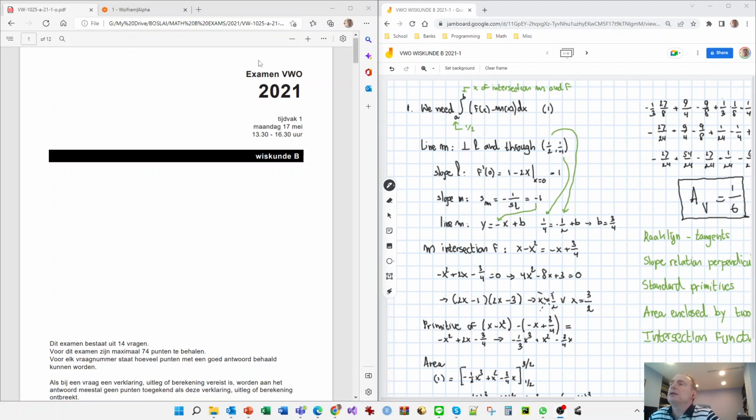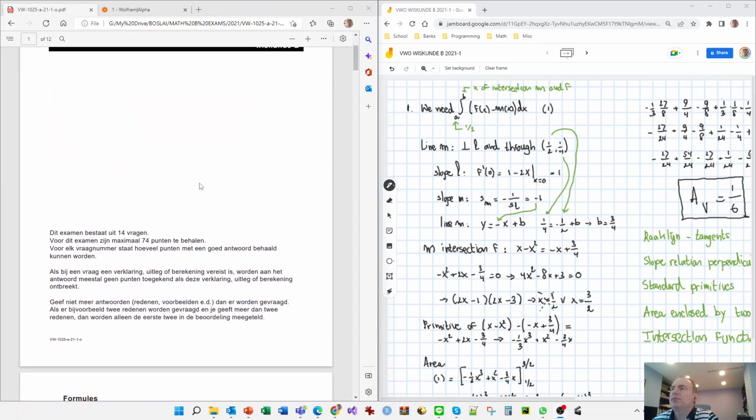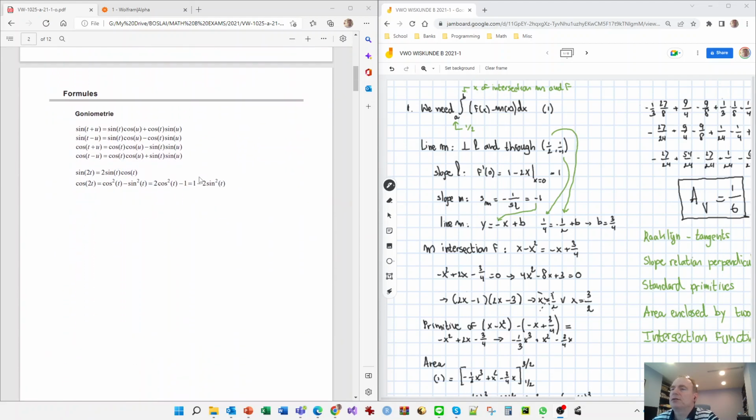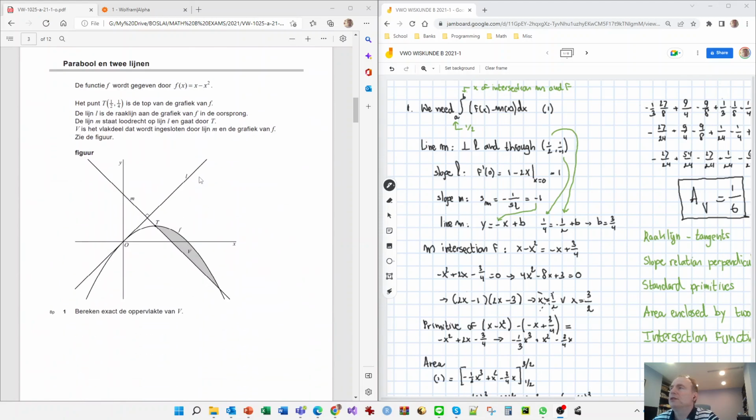Hello, let's go through exam VWO 2021, the first period. The idea is I provided videos of 2022, all three exams, and I will also do all three exams of 2021, which is a total of 6 exams. And my guess is that with these 6 you have a pretty good picture of what kind of questions you can expect and what kind of skill sets you need.